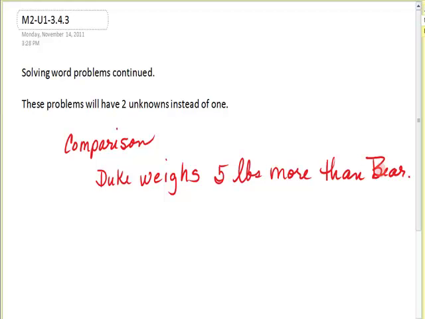All right, these are both unknown. I don't know what either dog weighs, but which one do I know the absolute least about? Duke weighs 5 pounds more than Bear. I hope you're answering that you know nothing whatsoever about Bear's weight. So I would let X equal Bear. I could say Bear's weight, but just Bear is fine.